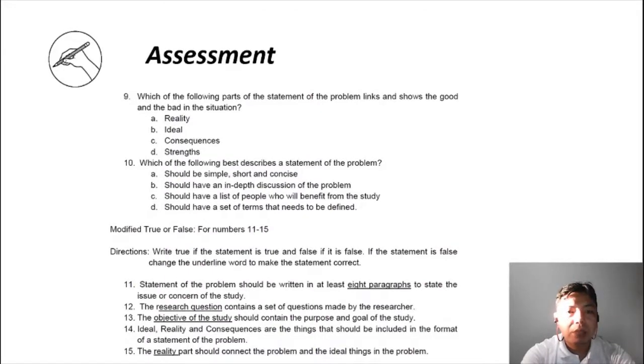Okay, for the second part of the assessment, true or false. So write true if the statement is true and false if it's false. If the statement is false, change the underlined words to make the statement correct. So this will be your modified true or false. So what you're going to be doing is you read the statement. If the statement is true, you just write the word true. And if the statement is false, you change the underlined words to make the statement true.